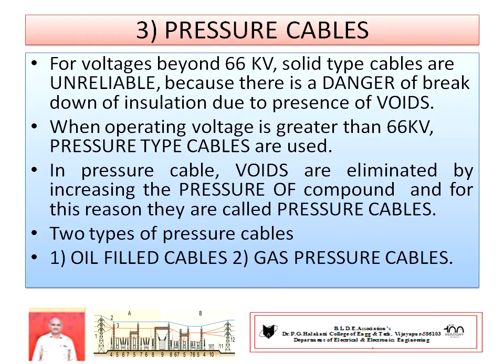When the operating voltage is greater than 66 kV, solid type cables are not used. In place of solid cables, we have to prefer pressure type cables. Hence, these cables are used above 66 kV. In pressure cables, the voids are eliminated by increasing the pressure of the compound, and for this reason they are called pressure cables.